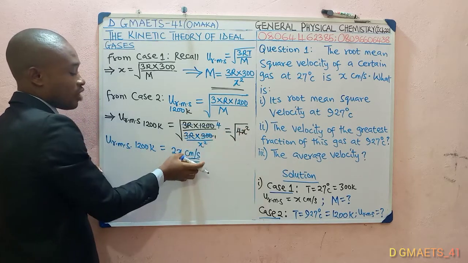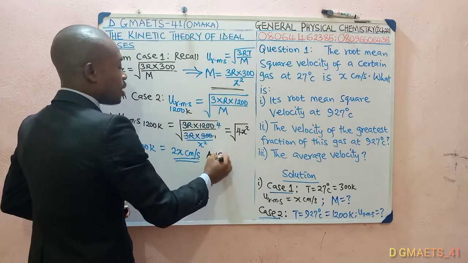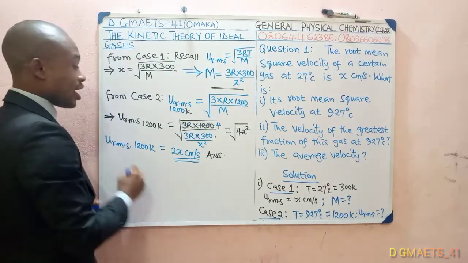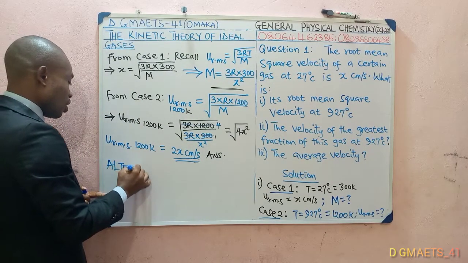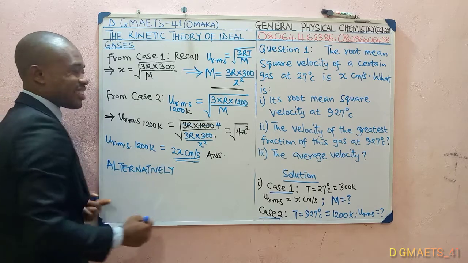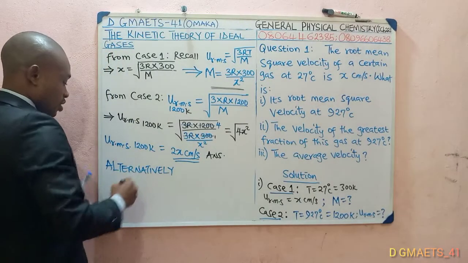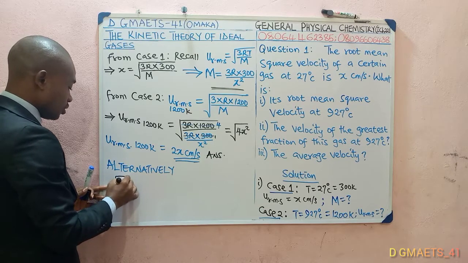The square root of x squared will give us what? x. So this is the answer. But there is an alternative way we can actually approach this question, and then we have, alternatively, we can just do a simple direct proportional relationship. Are you following? Alternatively, we can say that the square root of 300.